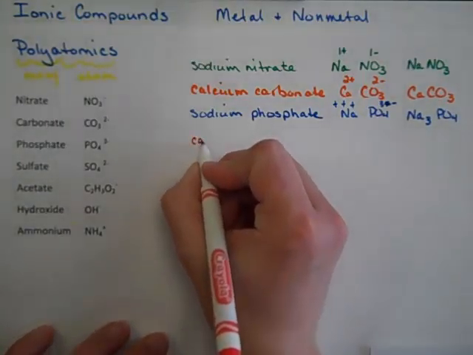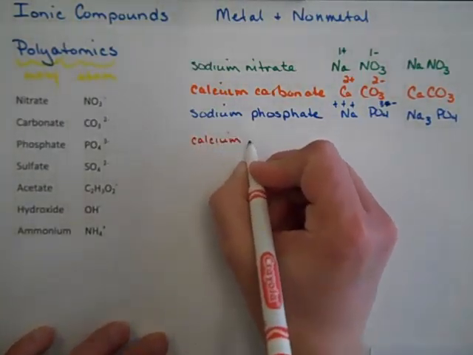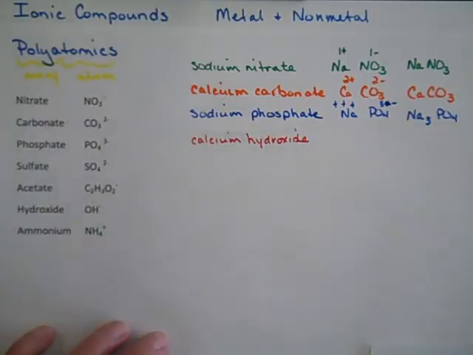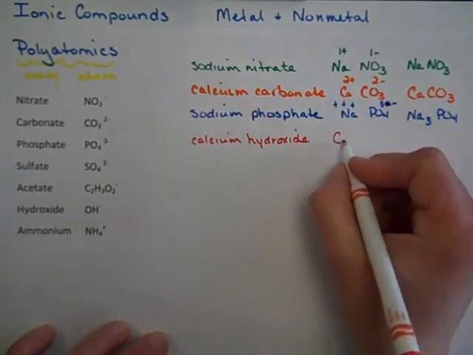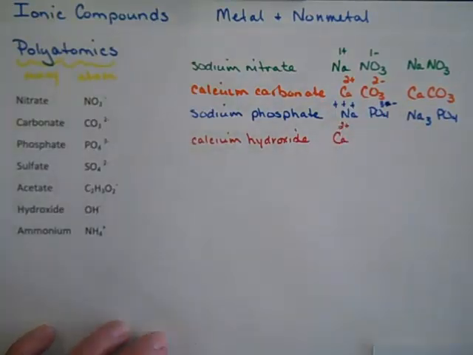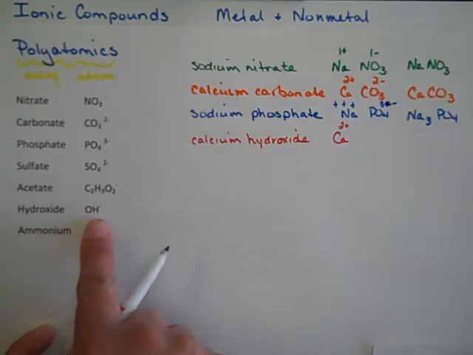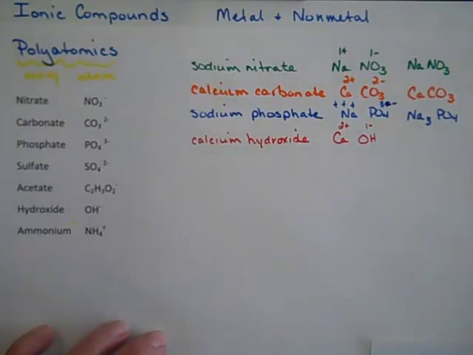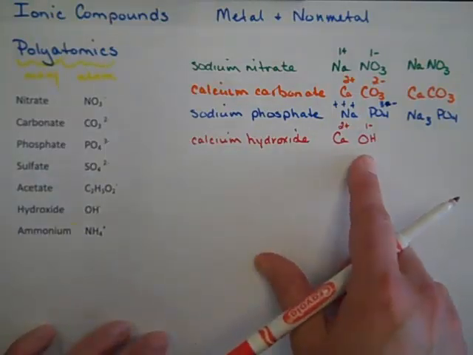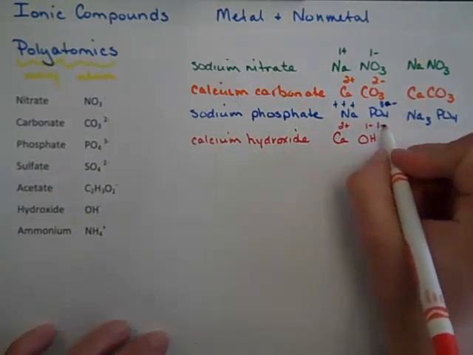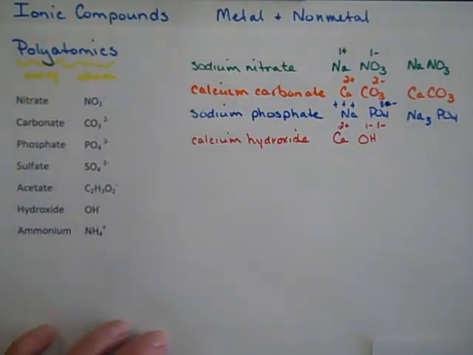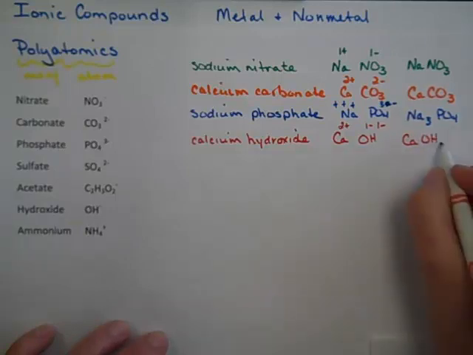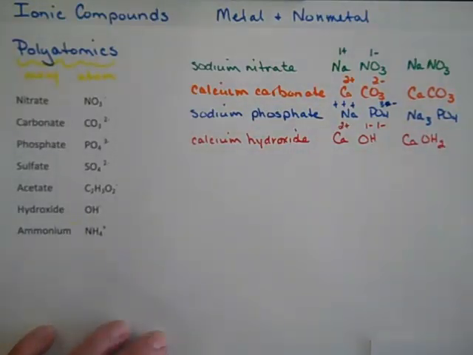Now what if we have calcium hydroxide? Calcium, we decided, was Ca, and it has a 2 positive charge. Hydroxide is OH, and it has a 1 negative. So we have 2 positives and 1 negative. That means that we need another 1 negative. So if we were to write calcium hydroxide, we would need 2 of these.